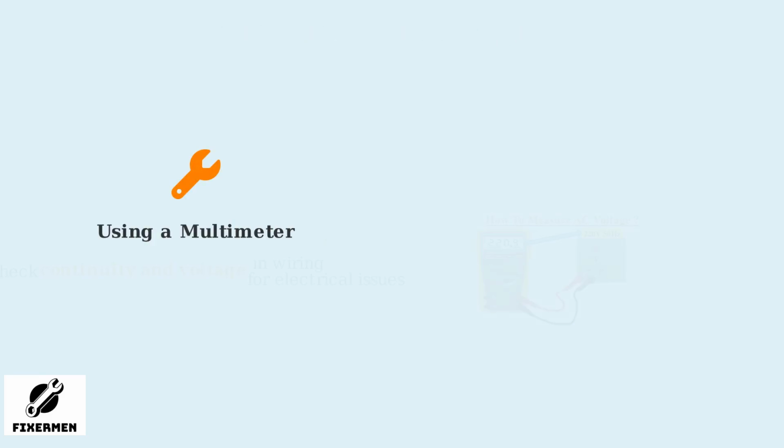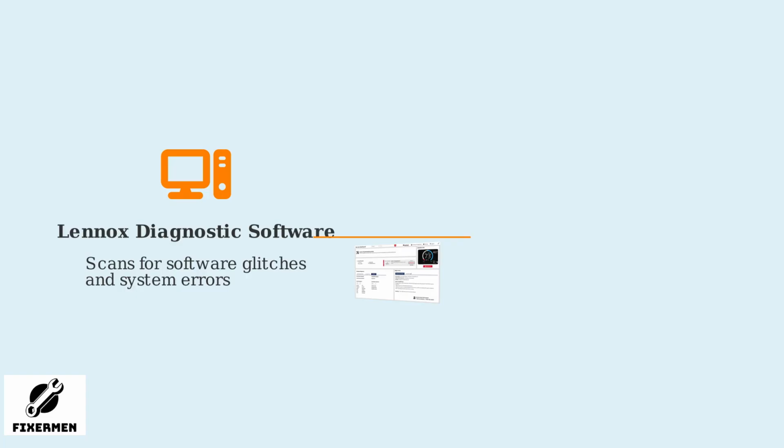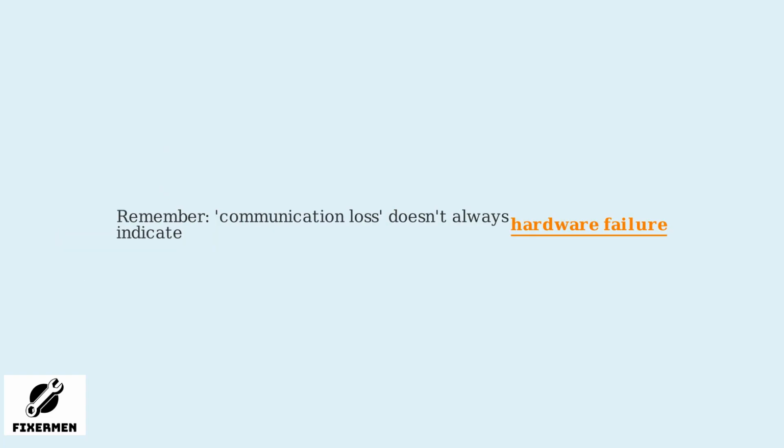More advanced troubleshooting involves using a multimeter to check for continuity and voltage in the wiring. Lennox also offers diagnostic software that can scan for software glitches. Remember that communication loss doesn't always indicate hardware failure, and professional tools provide deeper insight.